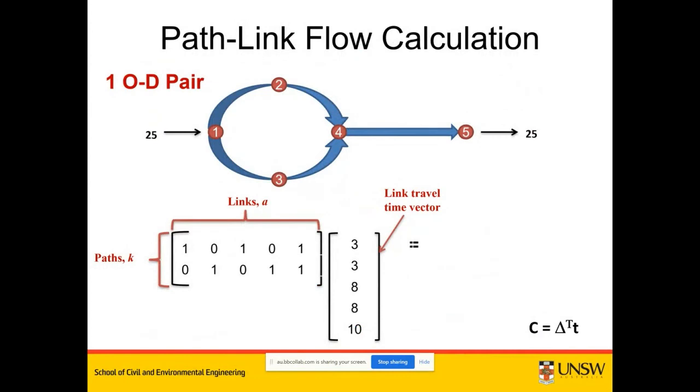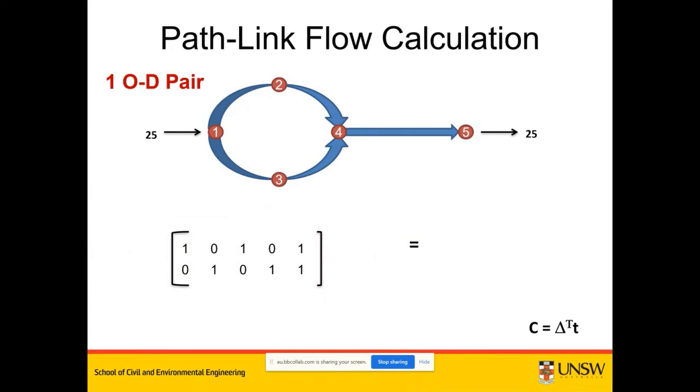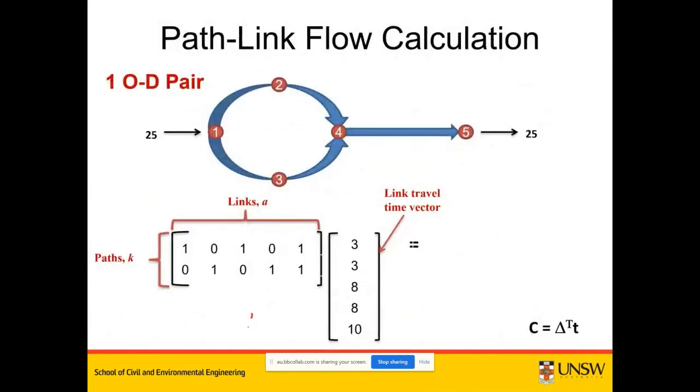The only difference between the relationship between path and link volumes and path and link travel times is that when we want to calculate the path travel time from link travel times, we use the transpose of the adjacency matrix that we used before. This matrix is the transpose of the original adjacency matrix we saw. It shifts the locations of the rows and columns to get the transpose matrix.